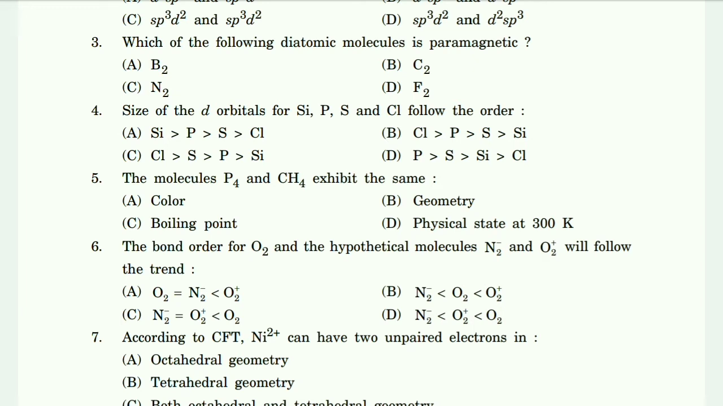So out of these 4 options, none is correct. You may be looking towards option number C, but in this case N2 minus has a bond order equal to O2 plus. That half of the statement is correct, but it is not less than O2. So none of the options is correct.